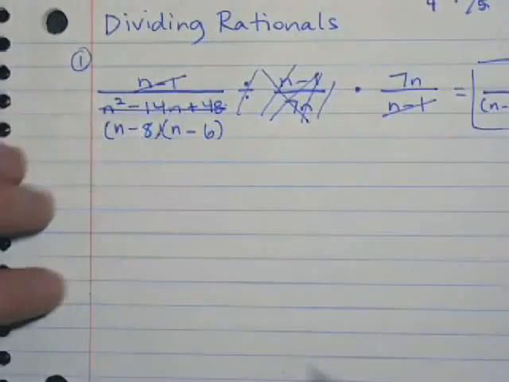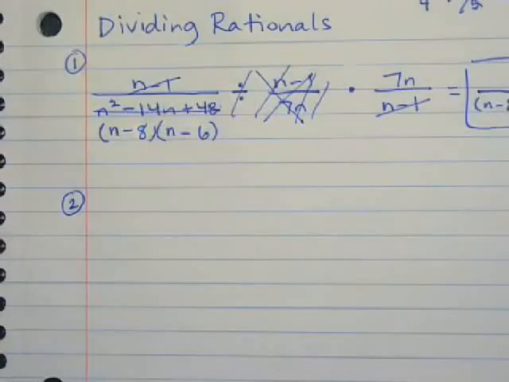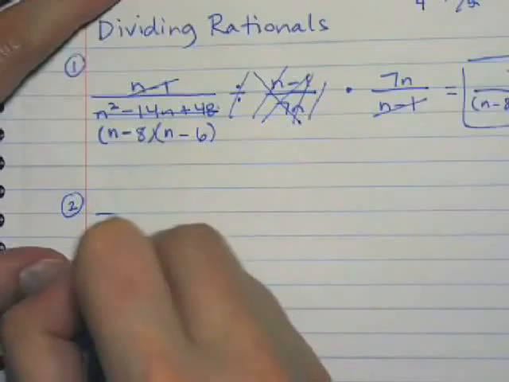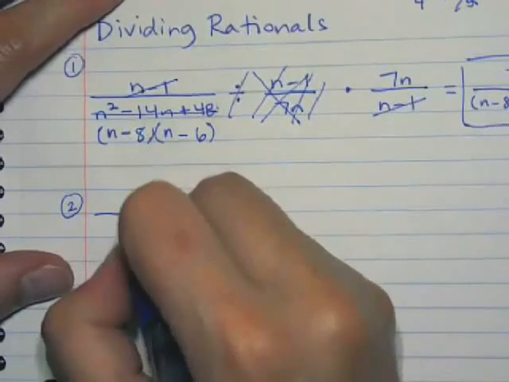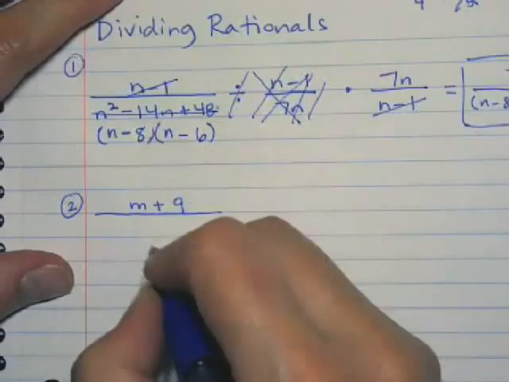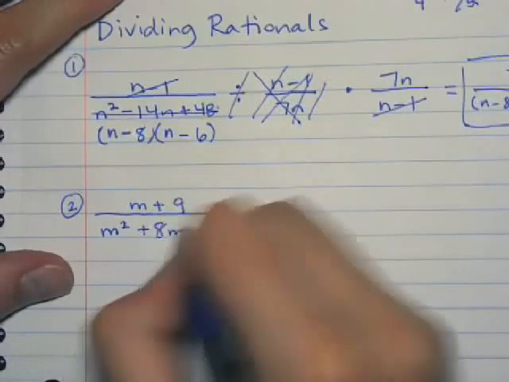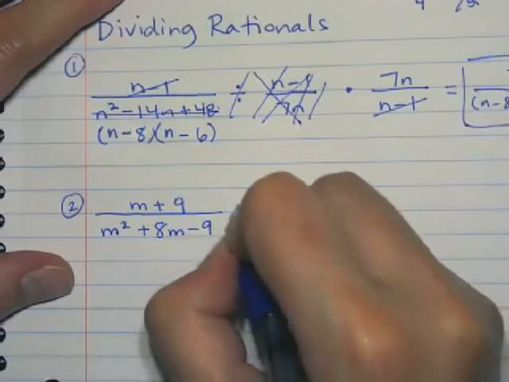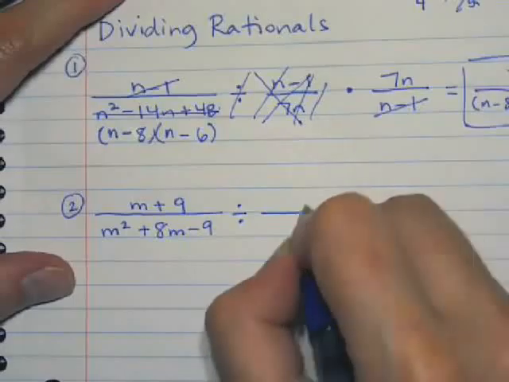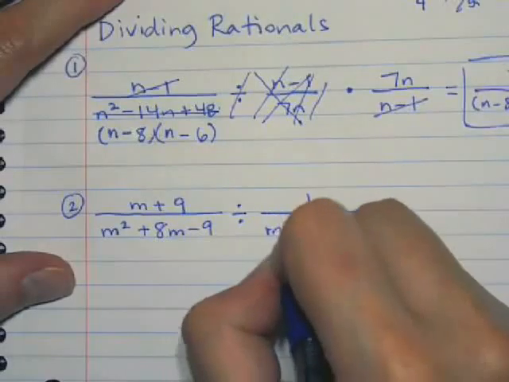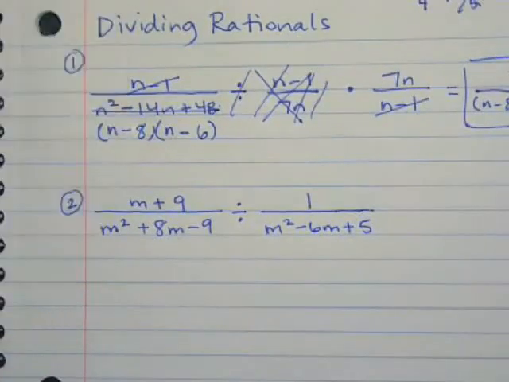Okay, so number 2. And again, please watch these examples several times if we need to. Okay, all right, so let's try the next problem. And notice I'm giving myself lots of space between my examples. All right, on this one, we have m plus 9 over m squared plus 8m minus 9 divided by 1 over m squared minus 6m plus 5. All right, so think about what you need to do first here.